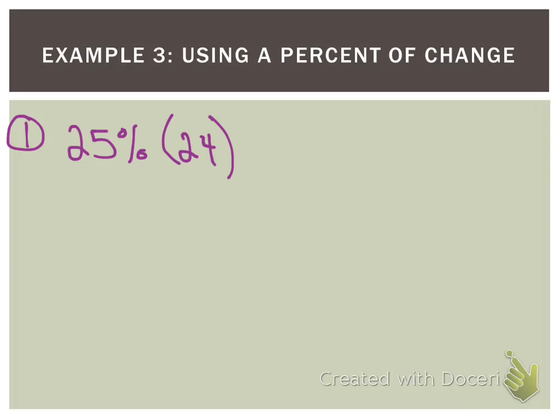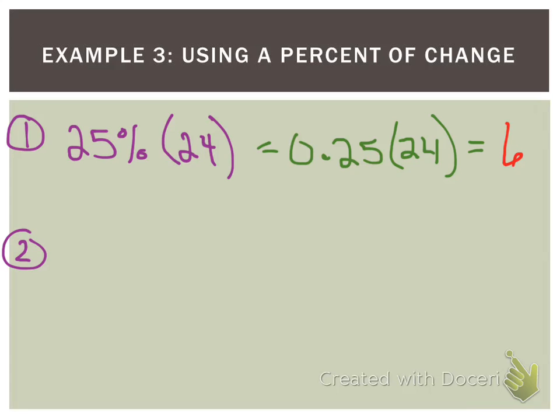Can I just multiply 25 times 24? What do I need to do before I can multiply a percent times a number? I need to change it to a decimal. So when I change it over to a decimal, I get 25 hundredths times 24. And what does that give me? 6. I heard it. Yep. 6. Okay, so 6 is my answer? No. Okay, how do I get to my answer?